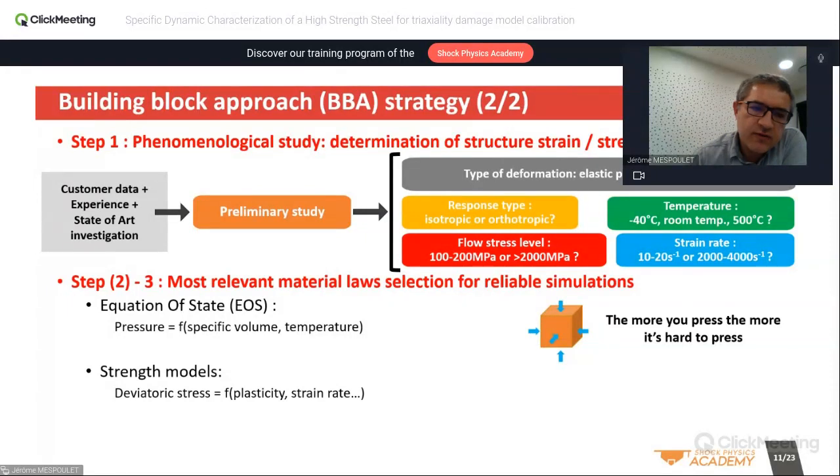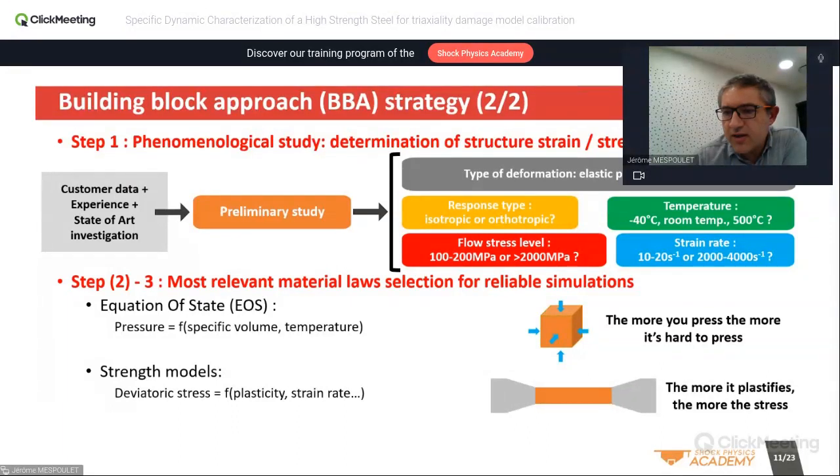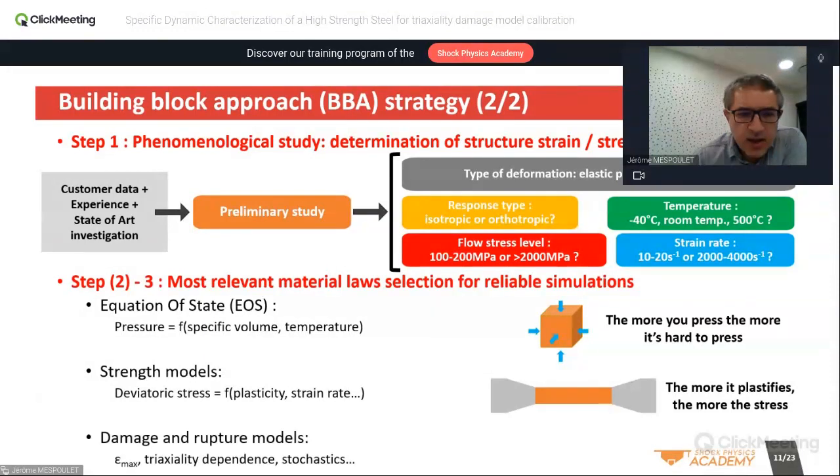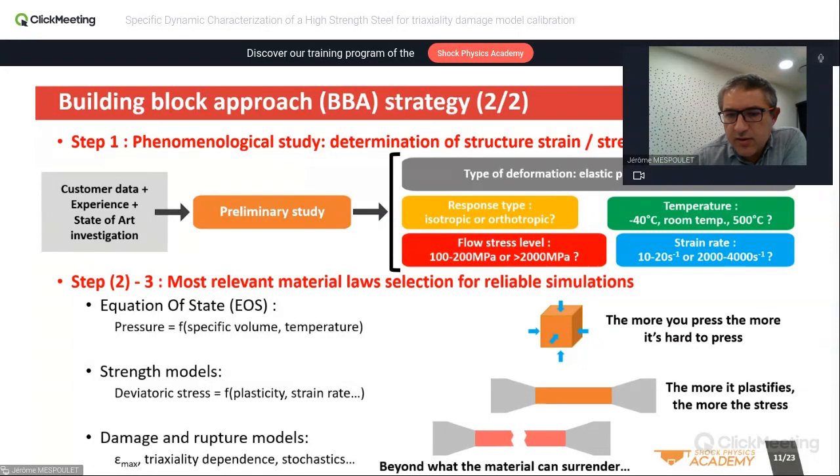For the strength models, you define what we call the deviatory stress. And this deviatory stress is function of plasticity and strain weight. So if you take samples, you pull it, and the more it plastifies, the more the stress. And the last models are the damage and rupture models. So damage and rupture models can be defined on maximum strains, can be triaxiality dependent, or you can have some stochastics also in the models. And in fact, this part of the model is used way beyond what the material can surrender.